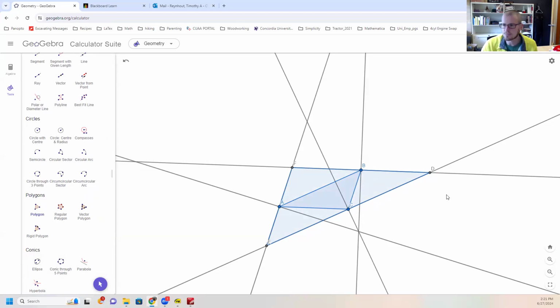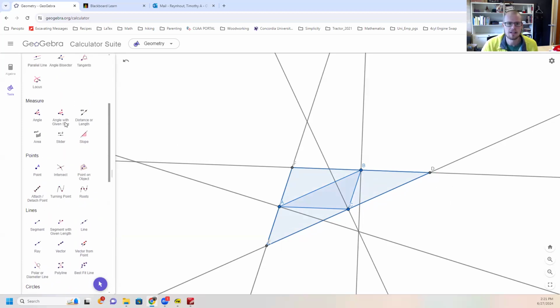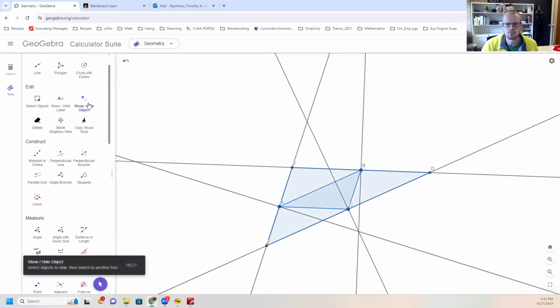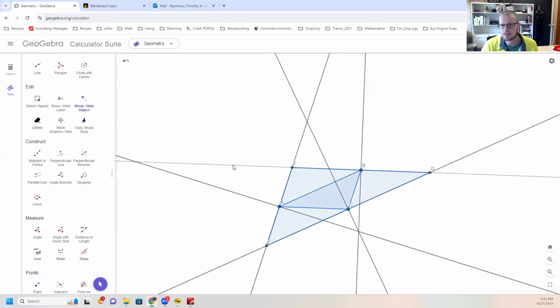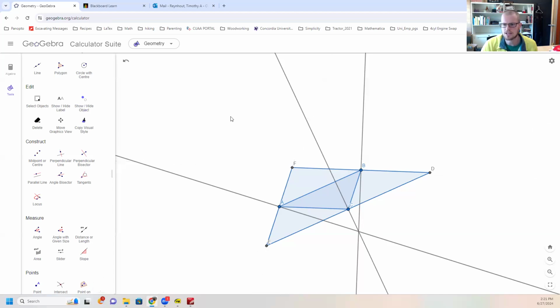And what I'm going to do at this point is I'm going to go ahead and do some show and hide. So select objects to hide. I want to hide that parallel. I want to hide that parallel, and I want to hide the other parallel. So now once I hit escape, they're all gone. So I've created this new triangle using parallels. All right, these are the things that I need for my proof here.